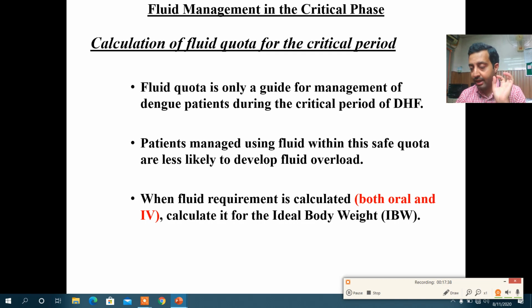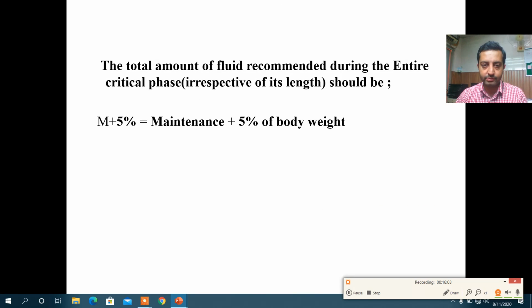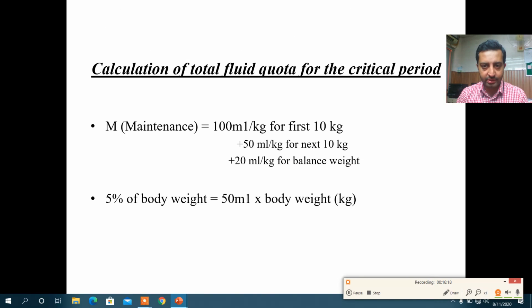The fluid that will be given to the patient should include both oral and IV. So we have to calculate both oral and IV, and the total amount calculated for a certain patient of a certain weight should not exceed a certain limit that we will calculate from a formula. That should include both oral and IV fluids. It should not be separate. So the formula is as follows: maintenance plus 5% of body weight. So we'll take an example.